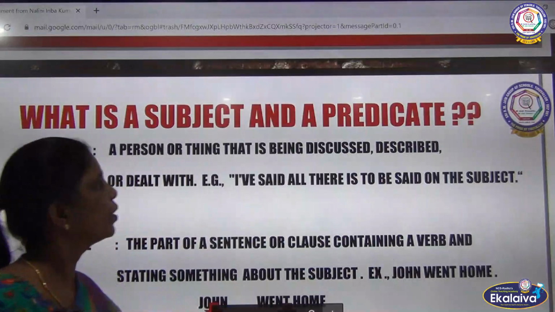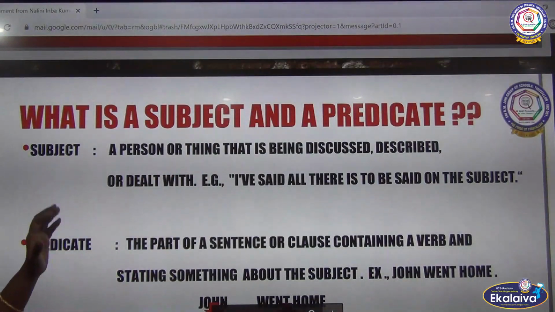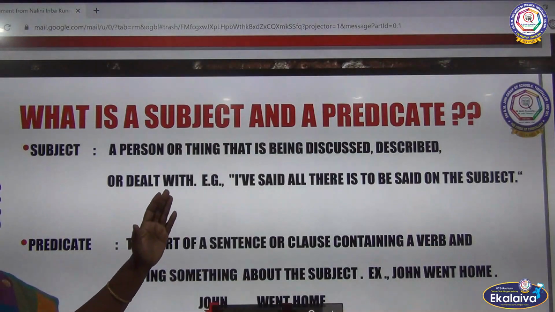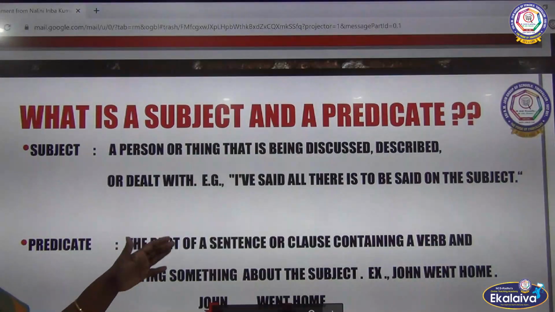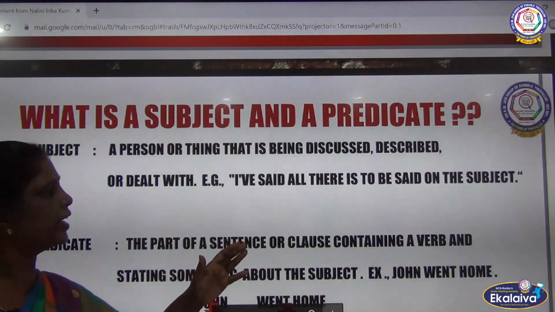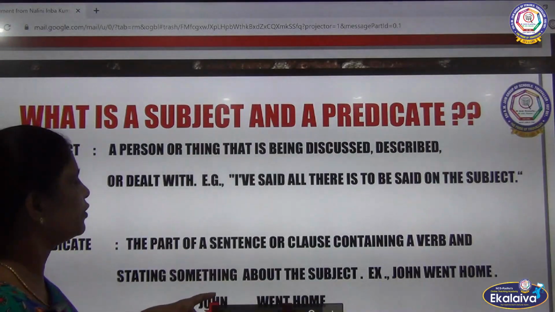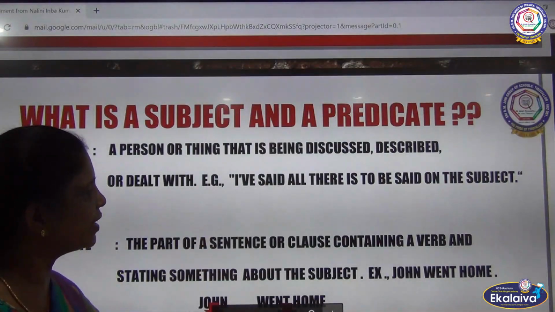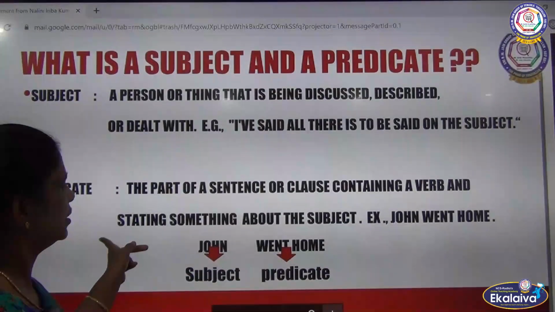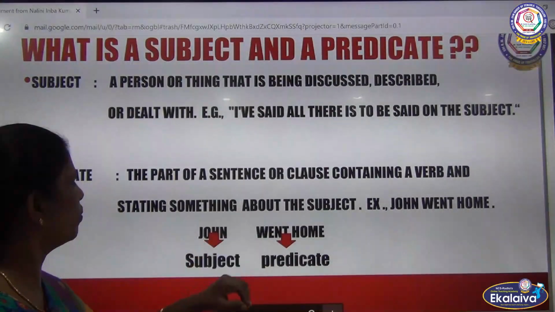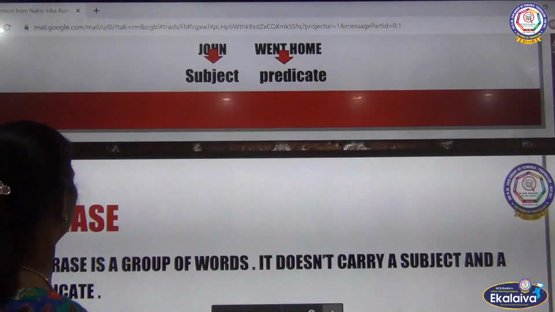What is a subject and a predicate? Subject: a person or thing that has been discussed, described, or dealt with. Example: I have said all there is to be said, that is the subject. Predicate: the part of the sentence or a clause containing a verb and stating something about the subject. John went home. So here you can know the subject and predicate.